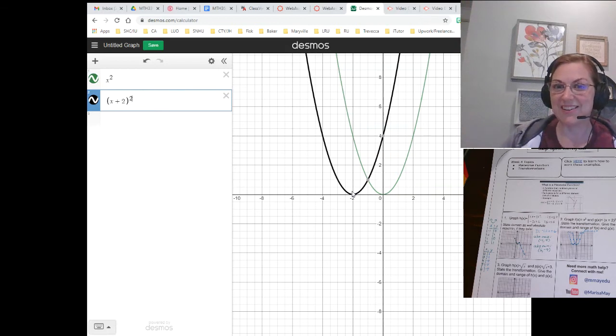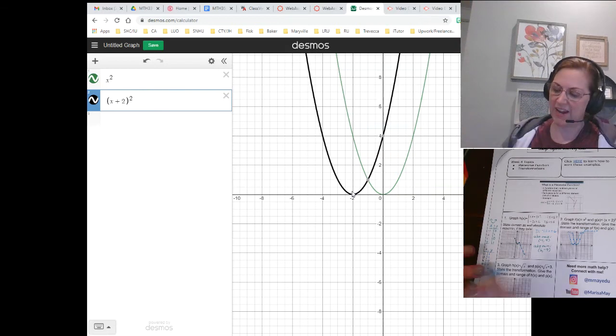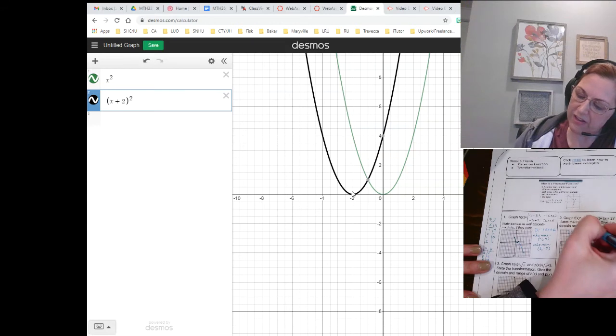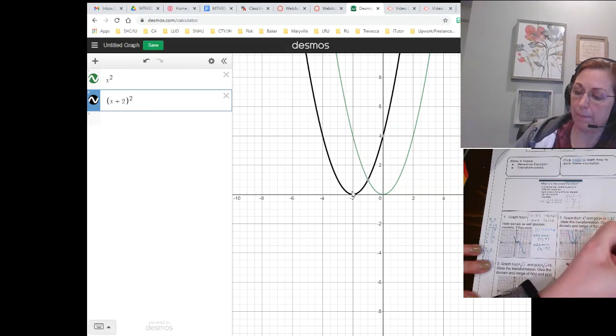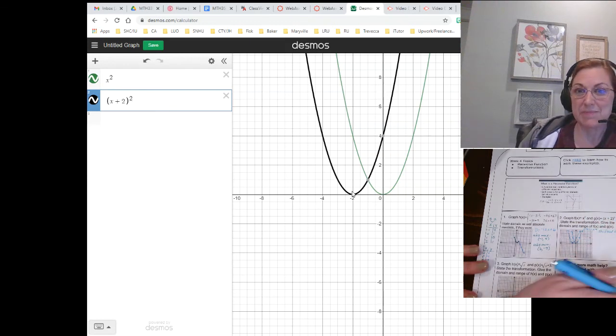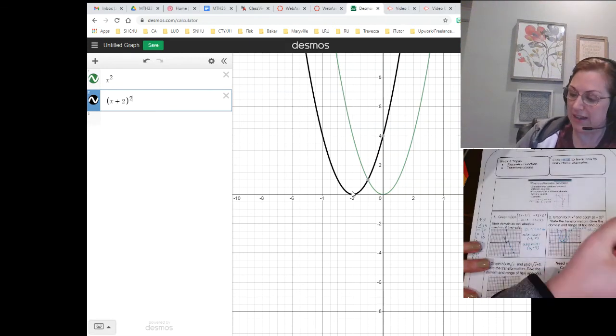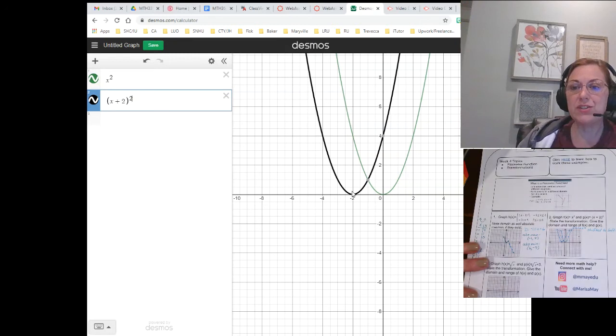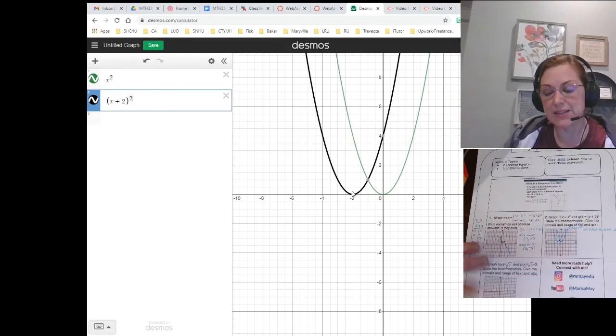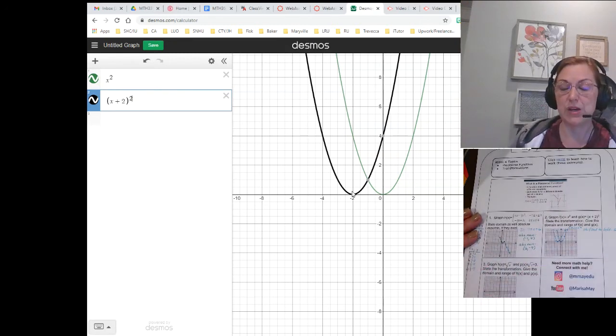It shifted where? Shifted to the left, right? Shifted to the left. How many? Shifted to the left 2, didn't it? See, that plus 2 inside of that parentheses made it go left 2.